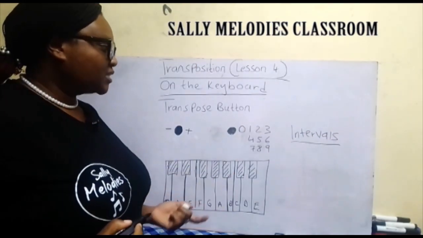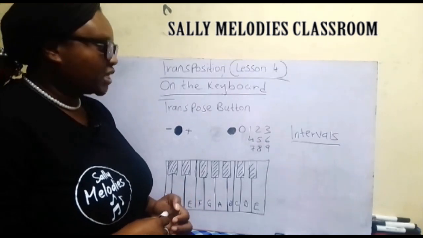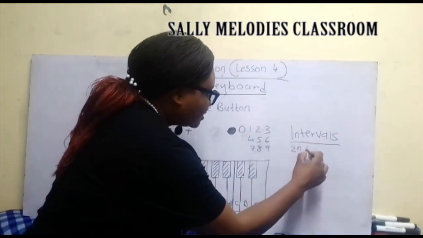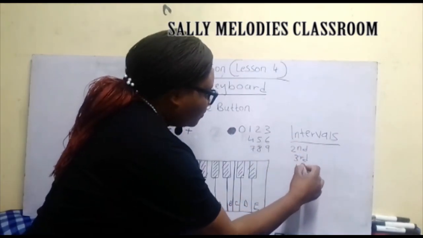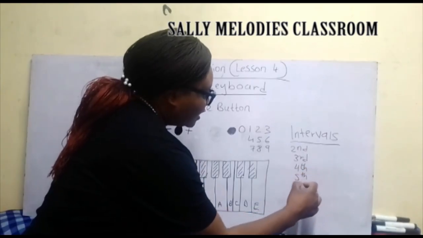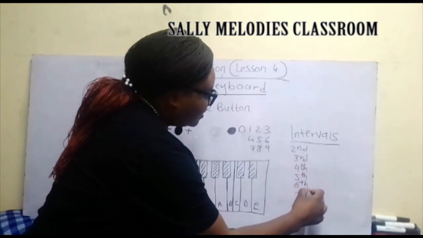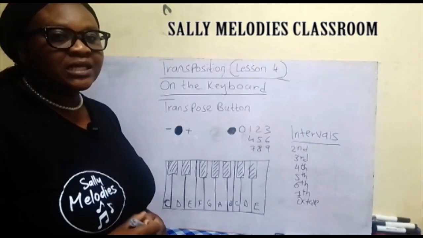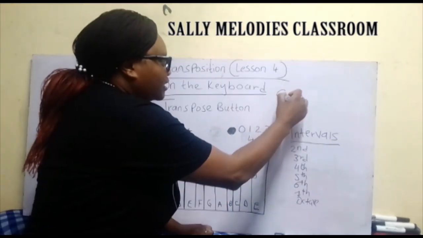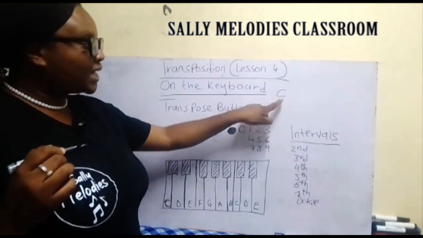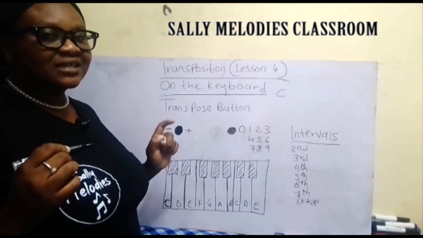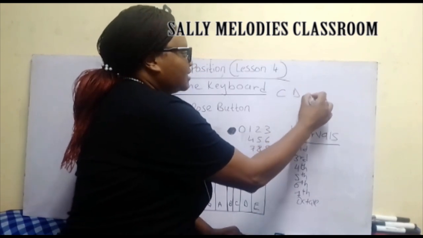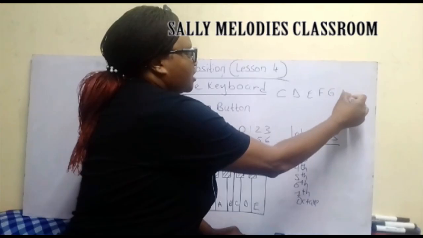An interval is the distance between two notes, as we learned in the previous lessons. There is an interval of a second, a third, a fourth, a fifth, a sixth, a seventh, and an octave. Maybe you only know how to play one key. That is the key of C. That is where everybody starts, because that is the basic. So if you are playing C, that is the scale of C: C, D, E, F, G, A, B, C.